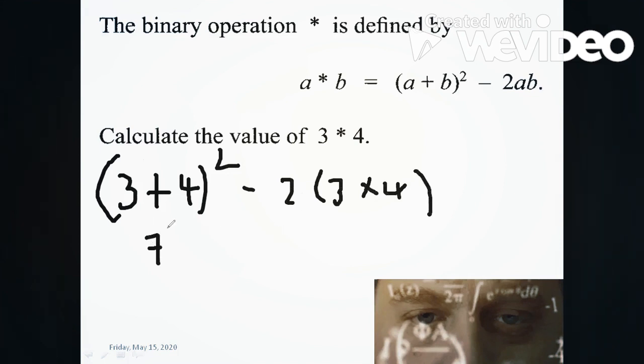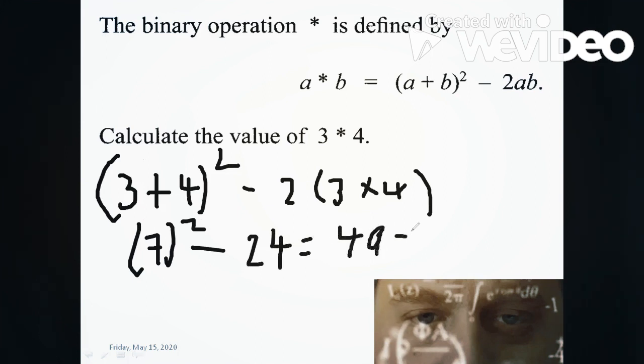Let's work the bracket first. That's going to be 7 squared. Now 2 times 3 times 4. Well, 2 times 3 is 6, 6 times 4 is 24. But 7 squared is what? 49. 49 subtract 24 is how much? 25.